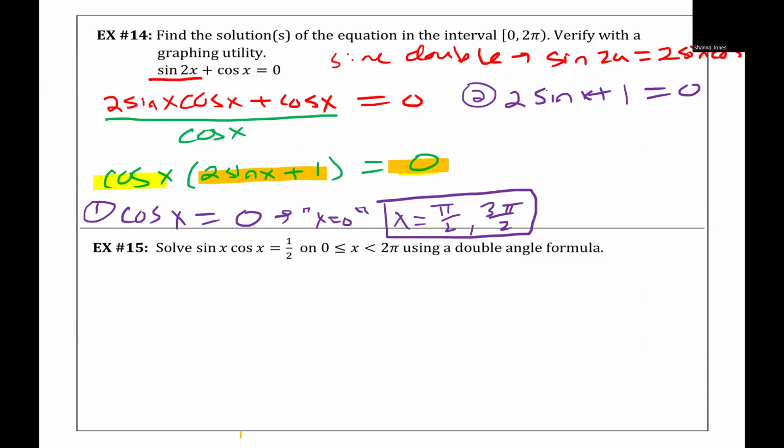The second equation, before we can ask ourselves anything, we have to get sine x by itself. What are the steps I need to take to get sine x by itself? Subtract 1 and divide by 2. So subtracting 1 gets rid of that term, and dividing by 2 gets rid of that coefficient. So we're left with sine x equals negative 1 over 2.